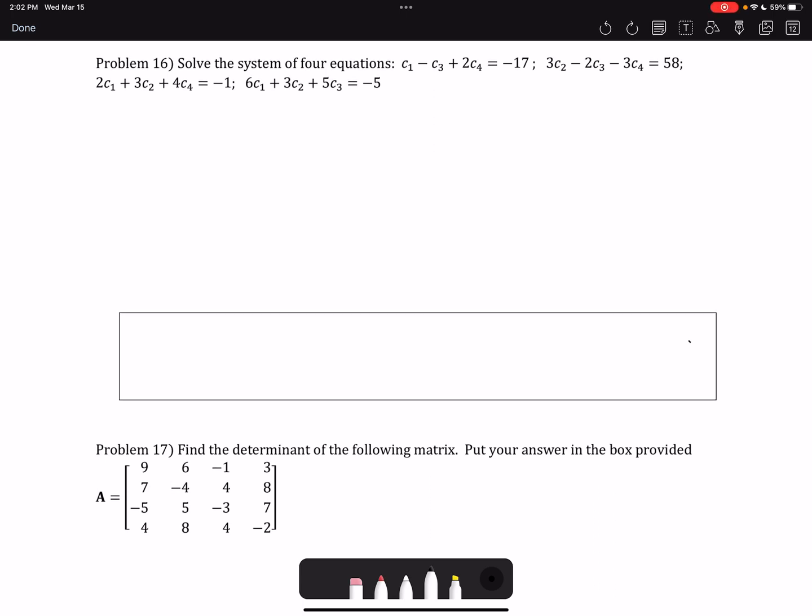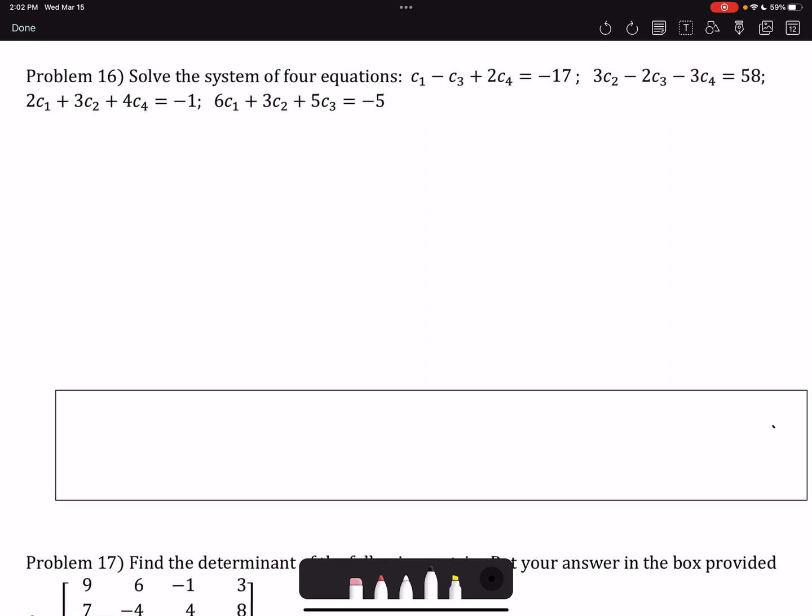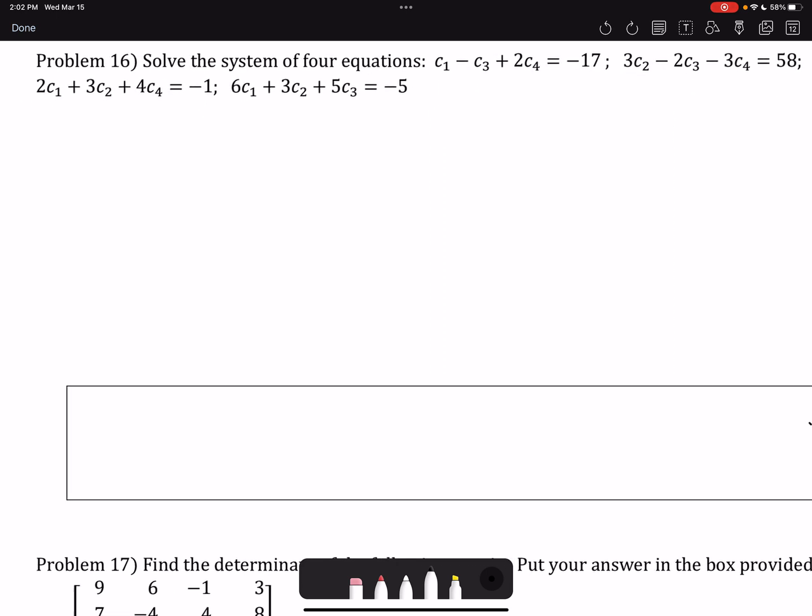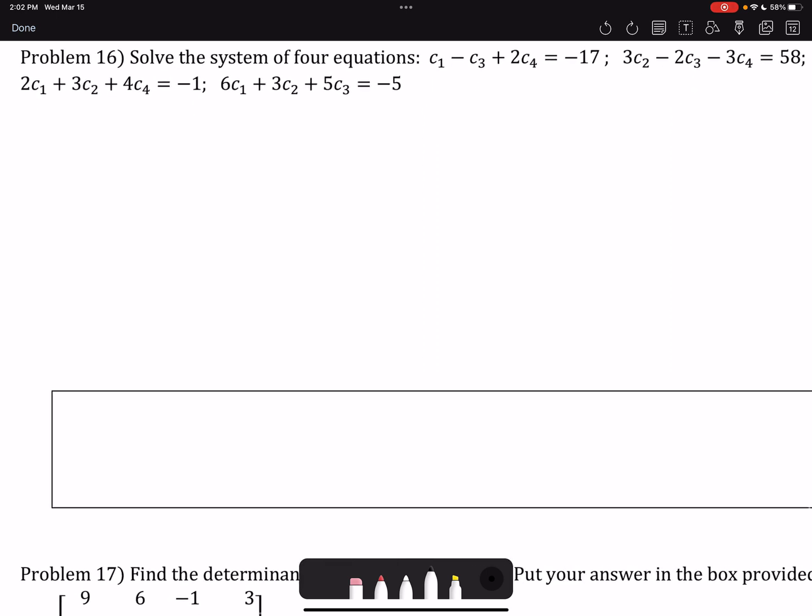Solve the system of 4 equations. Okay, whenever we have a system like that, it's usually nice to put it in matrix form. It actually helps us solve it faster if we can use a computer. So let's rewrite this by aligning each column that has C1.